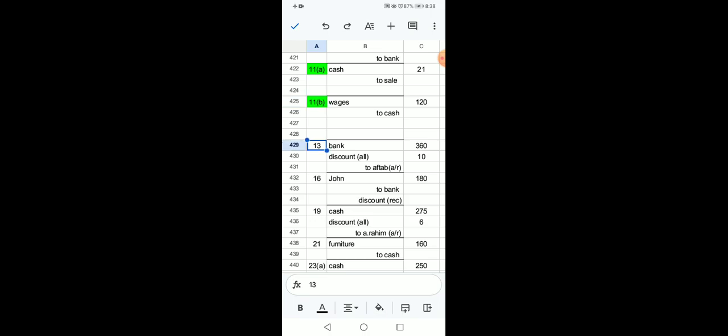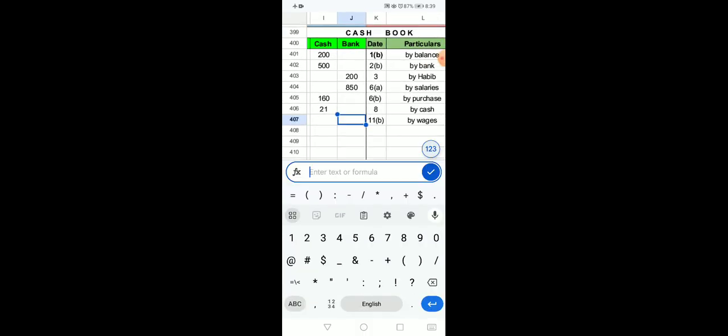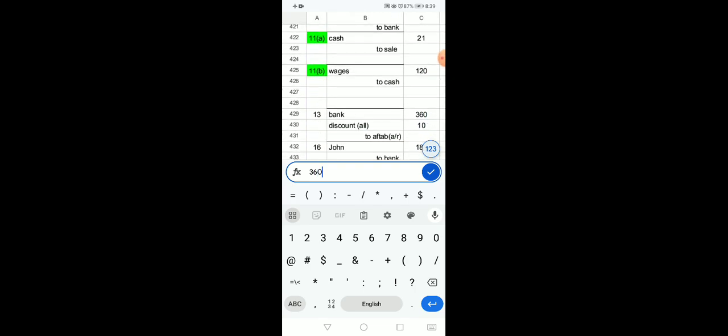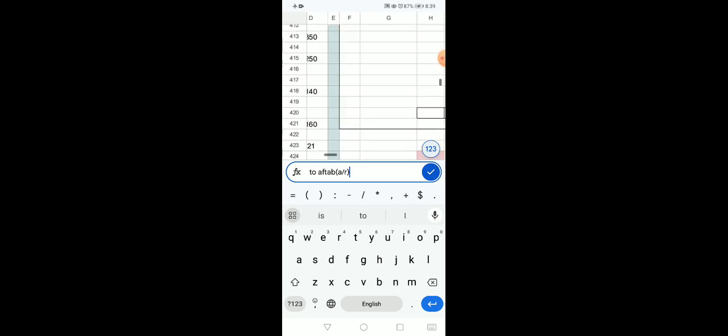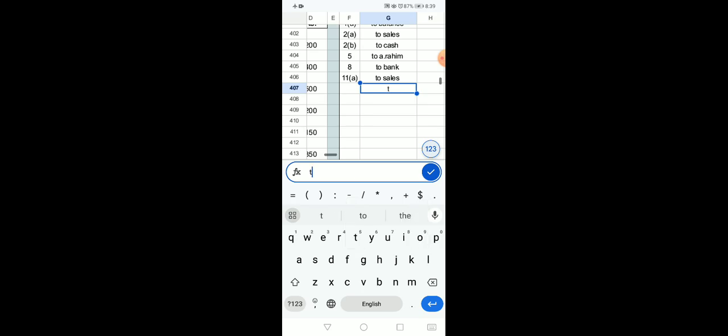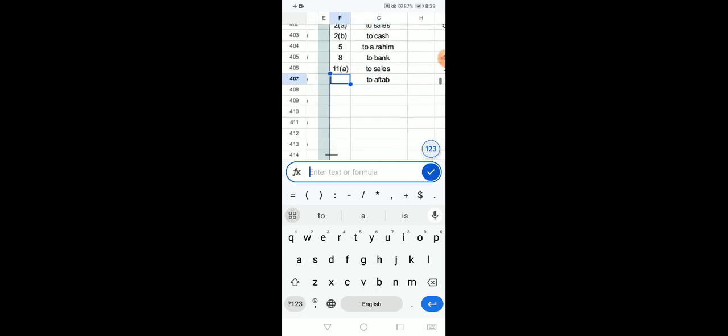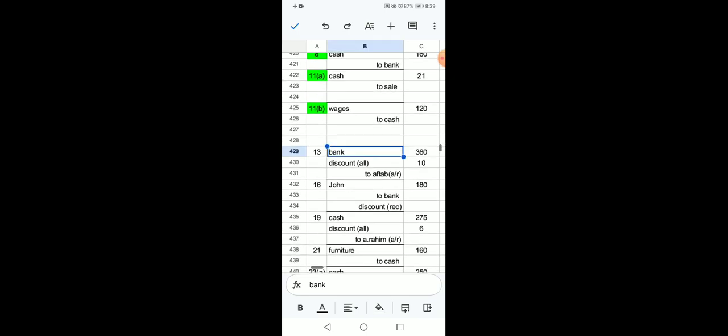Next entry is entry number 13. In 13 we have three elements, but two elements are related with the cash book, which is bank and discount. So we will post them step by step. First step is to see bank, which is debited 360. Go to the debit side of the bank and write down 360 over the bank column. Now see what is the reference for bank and discount. Reference is the same, that is Aftab. So you are supposed to write here "to Aftab", and now see its date, which is 13. Put 13 over here.